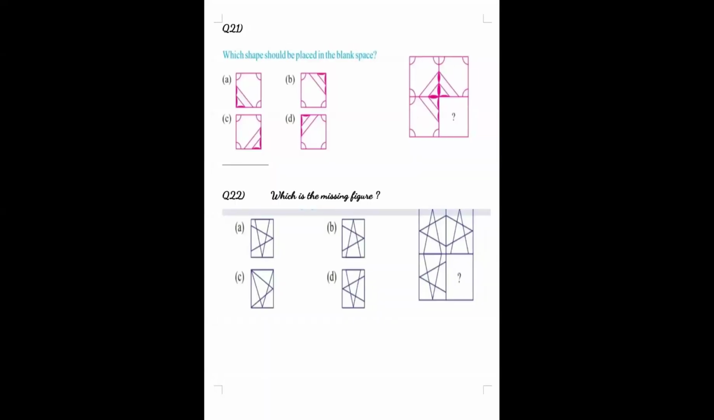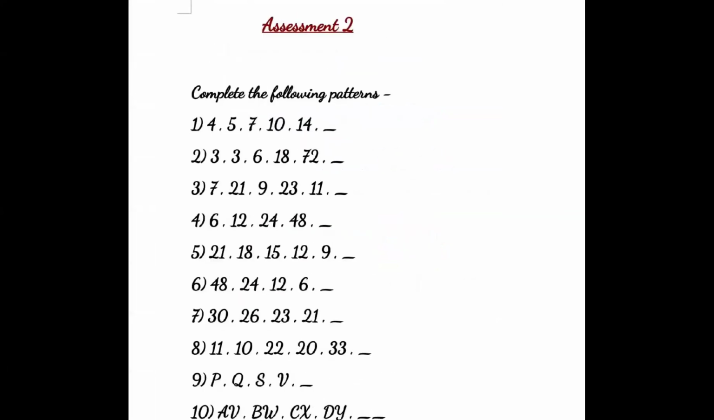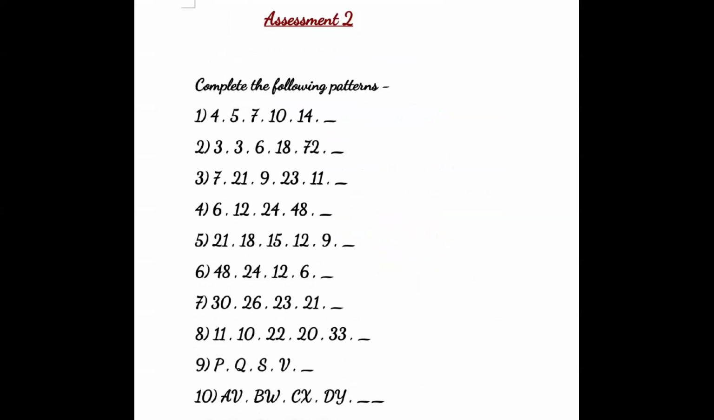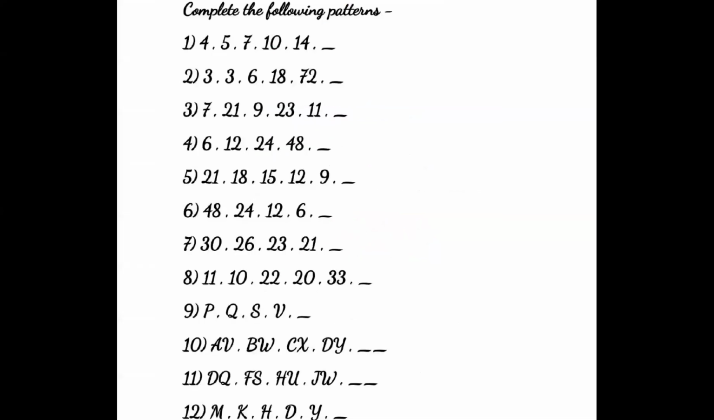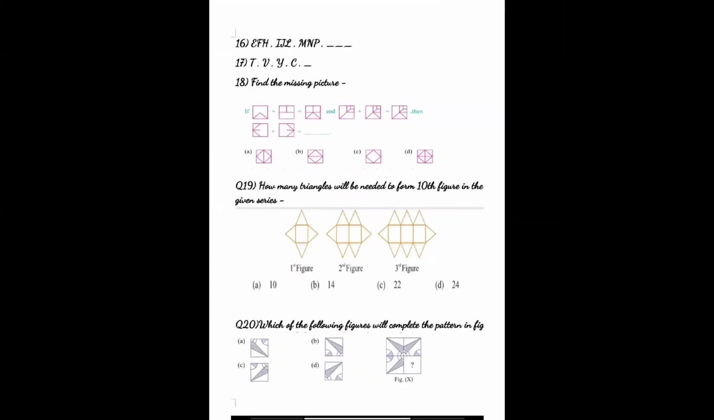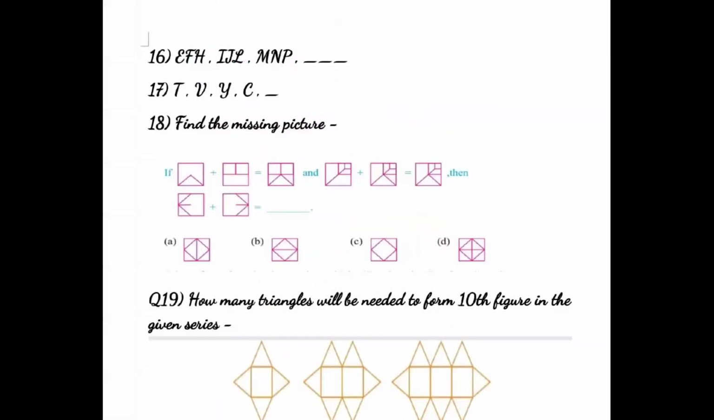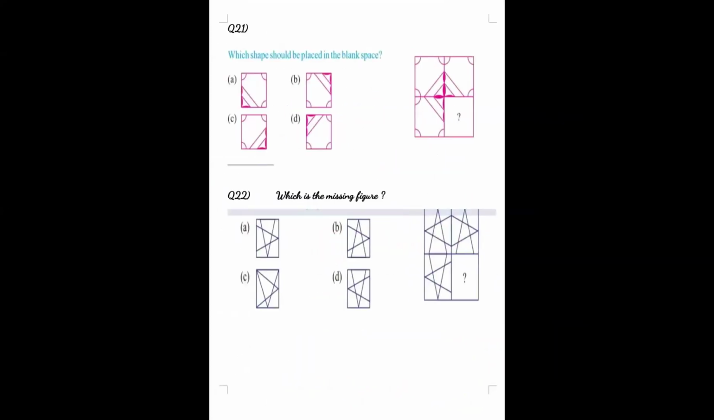Yes, it is your assessment number 2. Assessment 1 we have already had. Directions: now let me tell you how many total questions there are. The first 8 questions are based on number patterns. Till question number 17 we have patterns based on letters, and then 5 more questions based on shapes. So there are total 22 questions.